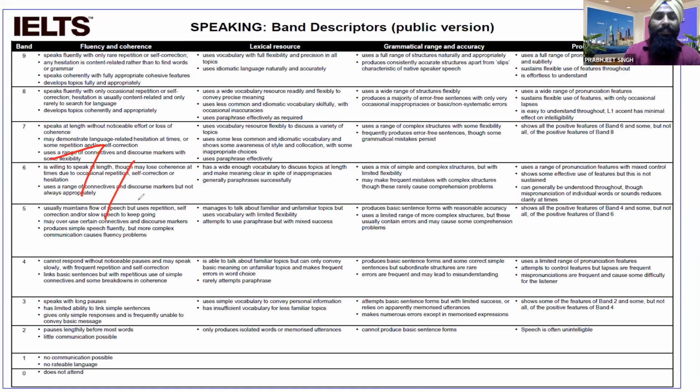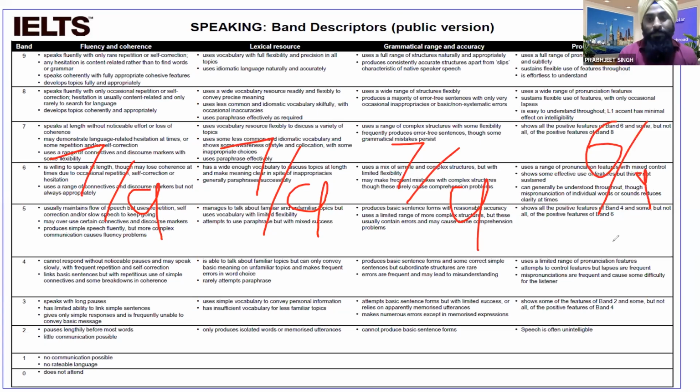So out of 9, let's say he gets band 7 for fluency, for lexical resource as well, then for grammar as well. And then let's say he gets band 6, so this is an average score. This all will then be added up and divided by 4. So this is how you get band 7.